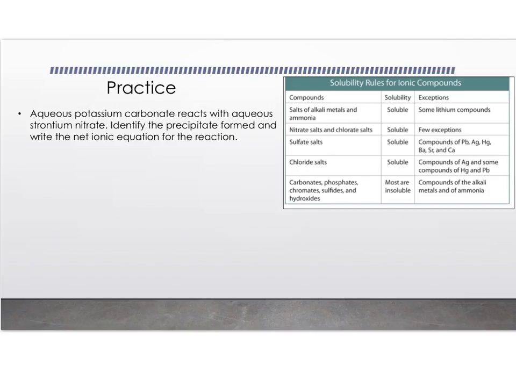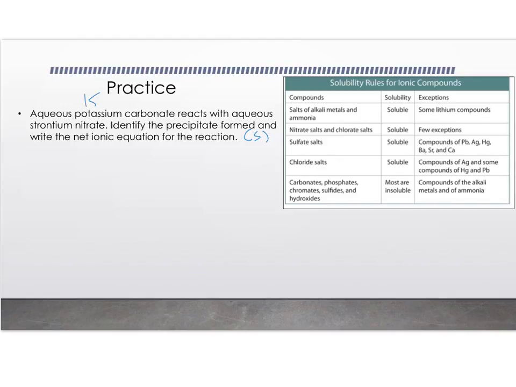So a type of problem you would encounter would be to form the net ionic equation for the reaction. So if we combine aqueous potassium carbonate and aqueous strontium nitrate, we need to be able to identify the precipitate formed, that's going to be our solid at the very end, and write the net ionic equation for the reaction.